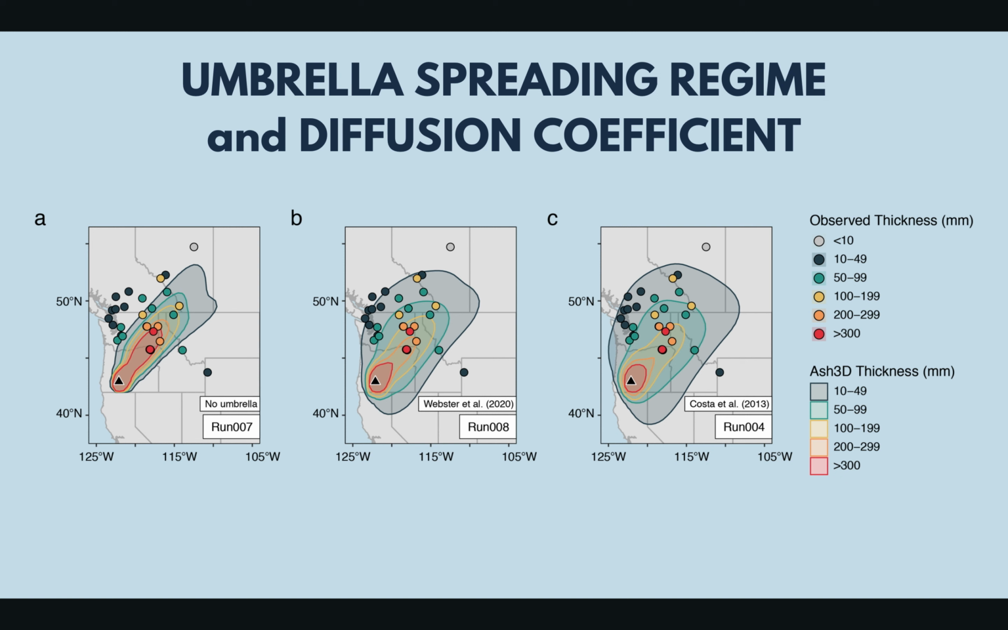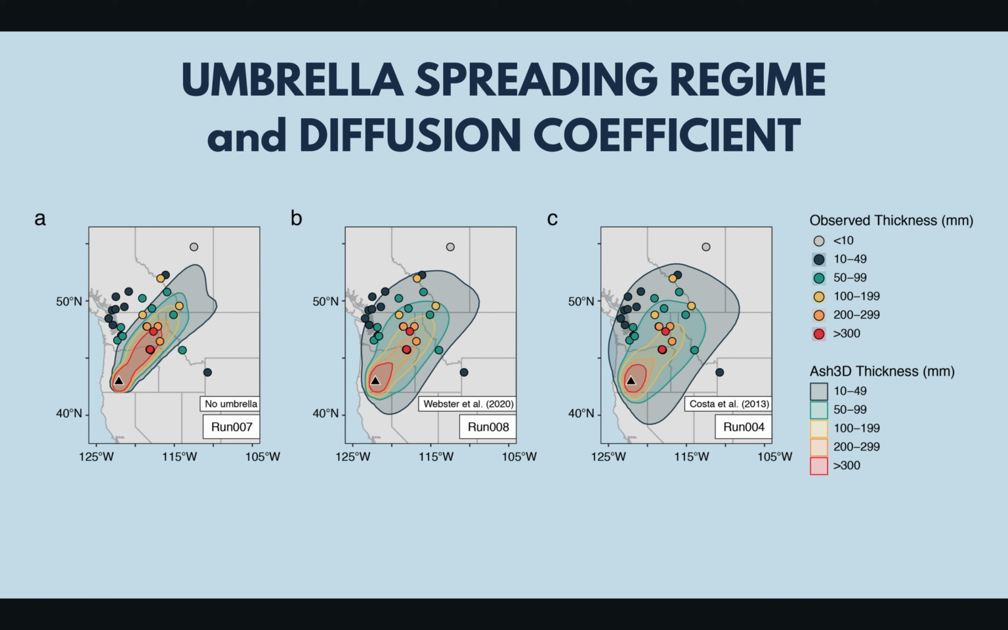the Mazama deposit is much more narrow than what we observe on the ground. So that's this deposit that we're showing here. And even when we add some horizontal diffusion, so here we're running with an increased horizontal diffusion coefficient, we don't see any closer correspondence to the field deposit.